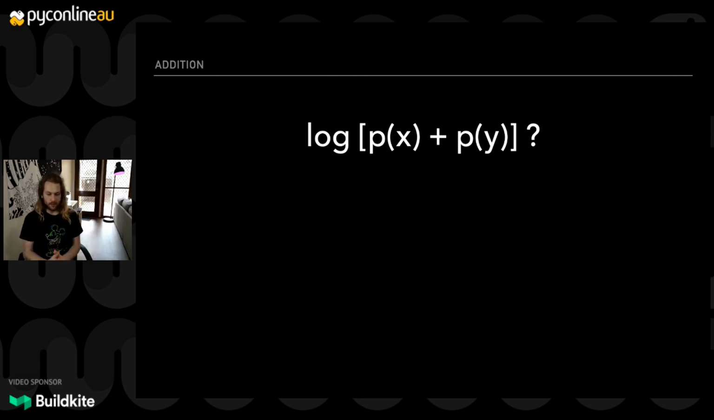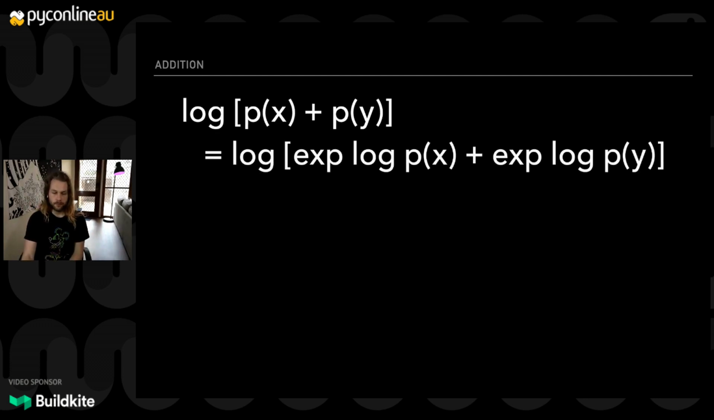All right, but what about addition? That's a little bit more complicated because we can't nicely manipulate the logs to split it like we did with multiplication. Well, okay, so if all we have is log of p(x), then we can take the exp, and if we only have log of p(y), then we can take the exp of that. But now we're back to square one because that's just p(x) and p(y), and we're back to dealing with raw probabilities instead of their logs.